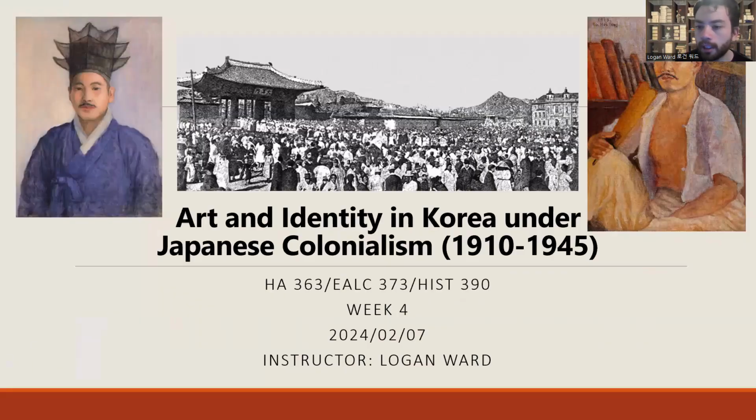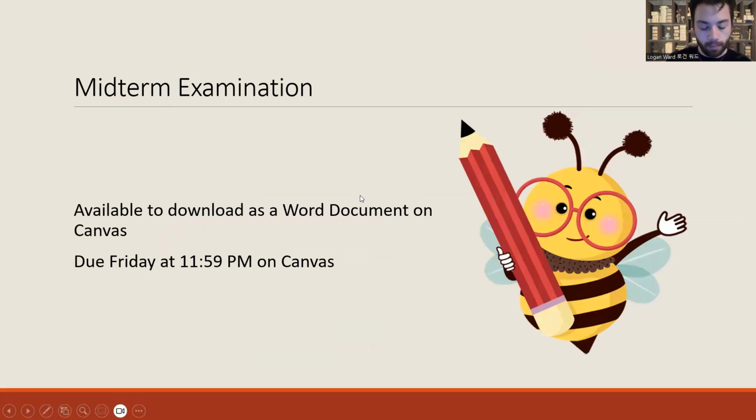Great. Thank you. So welcome everyone. We are in week 4. We are halfway through the mini semester, a quarter of the way through the entire semester. This course is only 8 weeks though. And we're going to be talking about art and identity in Korea under Japanese colonialism. Big topic today. So first off, the midterm exam.